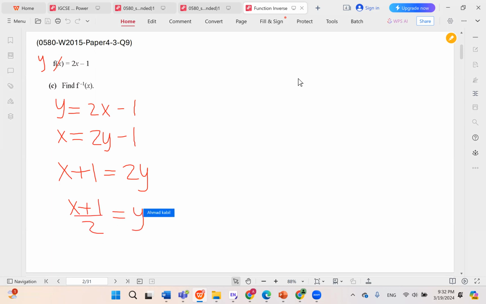And then finally, we replace y with f inverse of x. So f inverse of x equals x plus 1 over 2. This is the final answer for this question.